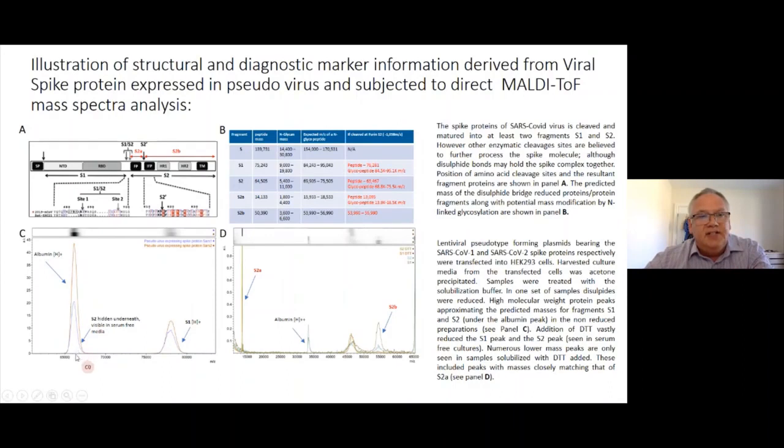Now, unfortunately, S2 was coming up underneath albumin, and when we grew the cells, the pseudoviruses in serum-free media, we were able to see the S2. But of course, when we add dithiothreitol, we're able to find these other crucial cleavages which were occurring within the spike protein here, which fragmented into S2A and S2B, and we could actually resolve both of those peptides very nicely. So these were being held by disulfide linkages, so that's how we were able to resolve them after our extraction, and including dithiothreitol in our extraction buffer.